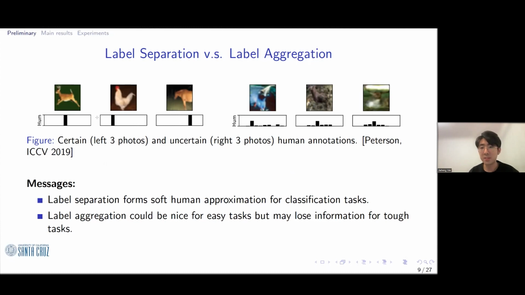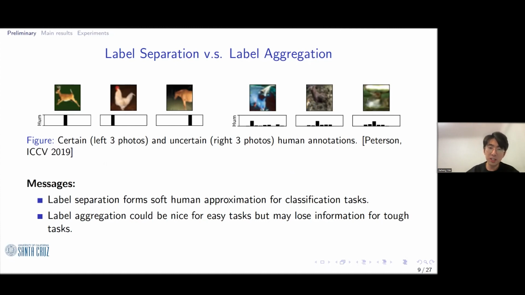But for some uncertain human annotations, you can see the right three photos. These are the differences between these two treatments. Label aggregation will just force these images to fit one single label. But label separation will form a soft human approximation for the classification tasks, because for some image classification tasks, it can be easy or hard for humans. So intuitively, some of the figures should contain soft approximations or soft labels instead of one hard label. So in this case, we can see that label separation and label aggregation have different preferences.